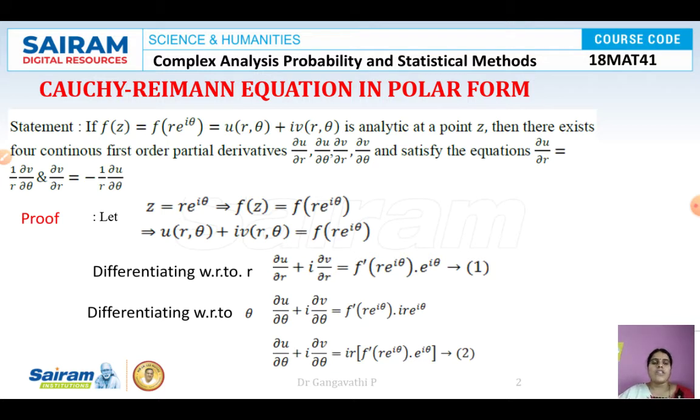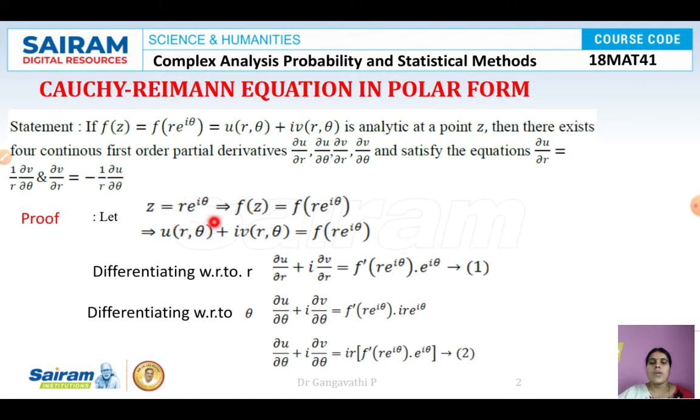And these equations, dou u by dou r is equal to 1 by r dou v by dou theta and dou v by dou r is equal to minus 1 by r into dou u by dou theta, are called CR equations in polar form. You can remember them in your own way. There is a small difference between the Cartesian form and the polar form. We need to identify that difference and remember it. So now let us prove this result.